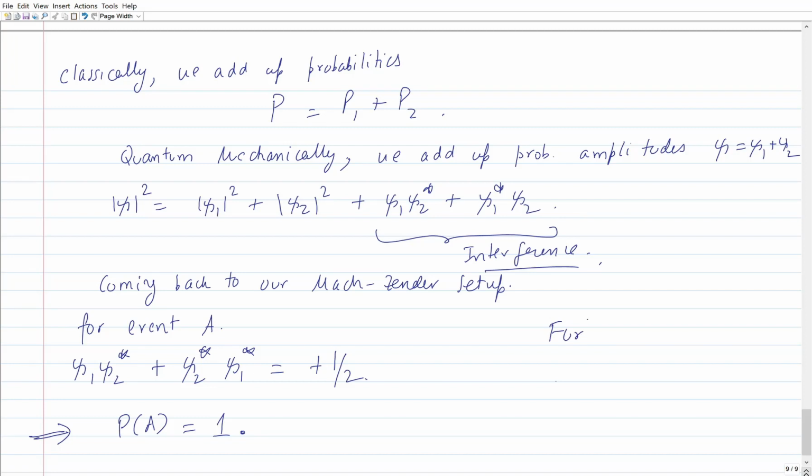For event B, let me call it B, let me call it A, doesn't really matter. The A subscripts are, we are calculating the probabilities for A. The cross terms, so to speak, come out to be minus half. And that's why the probability of B was equal to 0.